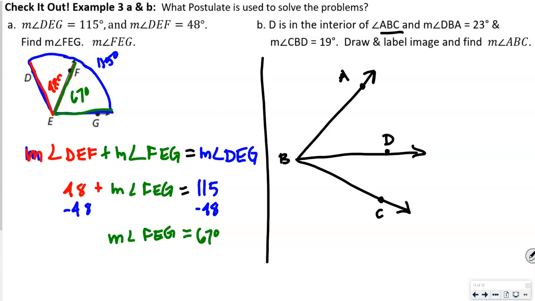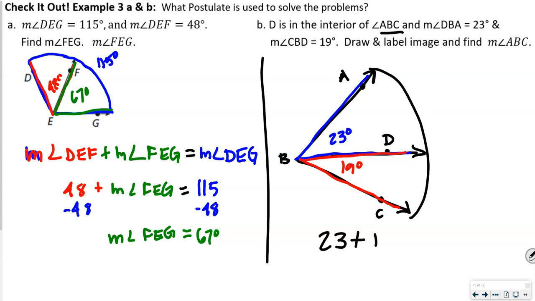So it says DBA. So we've got DBA here is 23 degrees. And then it says CBD right there is 19 degrees. So what are we going to do here to find the big angle? The whole thing, yeah. We're just going to add those two together, aren't we? So it's going to be 23 plus 19, and that is equal to, what is that?